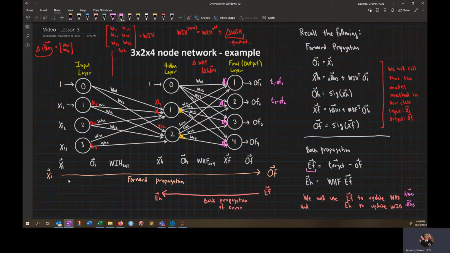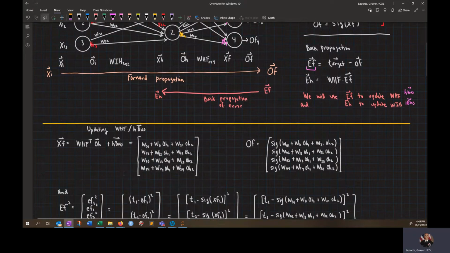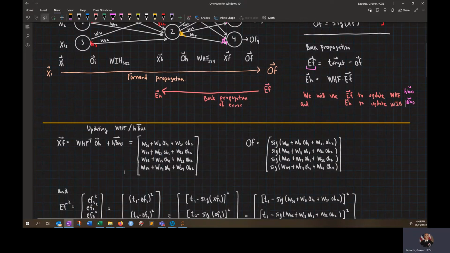Okay, so here's a picture of it: forward propagation through the network to get OF, and then once you get OF, you subtract it from the target to get EF, and then you backpropagate that to get EH using this. Obviously there is no error for the input vector, since you can't have error in the input. All right, so here we go.